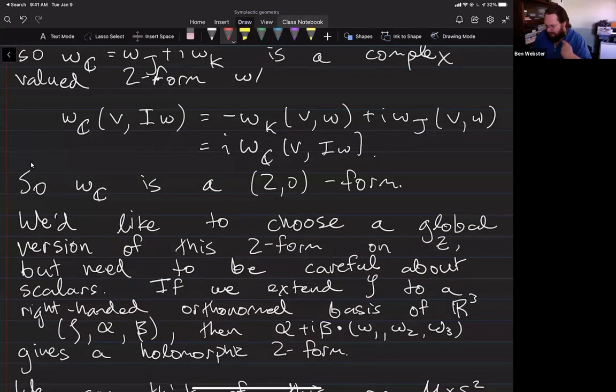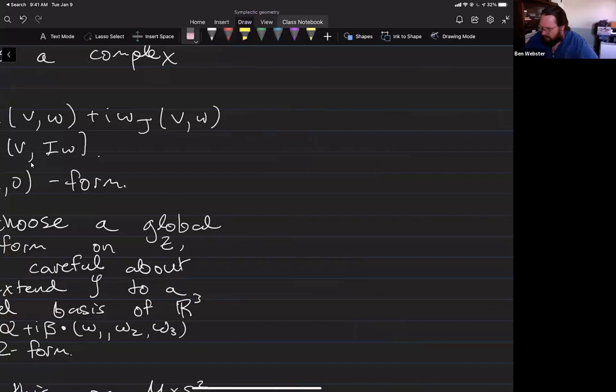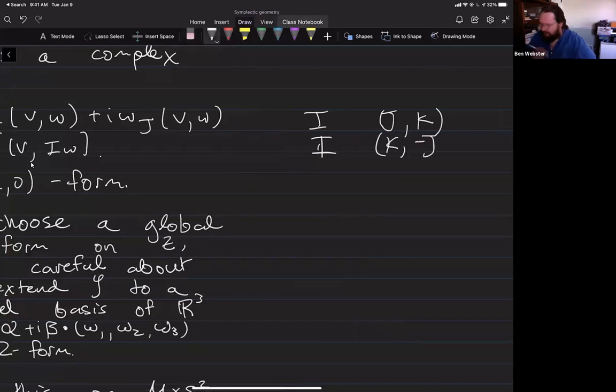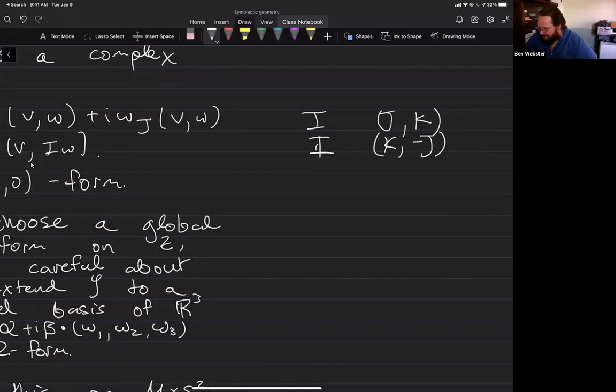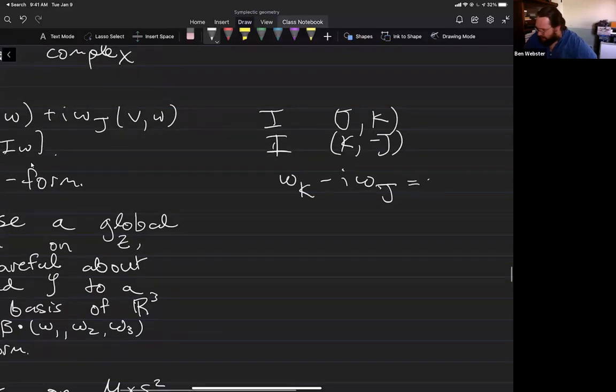But I need to be careful, because this guy, ω_C, it depended on the choice of J and K, right? If all I'm starting with is I, then, well, I chose J, K, but I could have just as easily chosen K, minus J. And those would also satisfy the relations of the quaternions. And I would get a different ω_C. I would get here that ω_C becomes ω_K minus I ω_J. Well, that's what I had originally called ω_C times I. So if all I do is fix one of the complex structures, I actually get only a holomorphic symplectic form up to multiplication by a unit complex number.